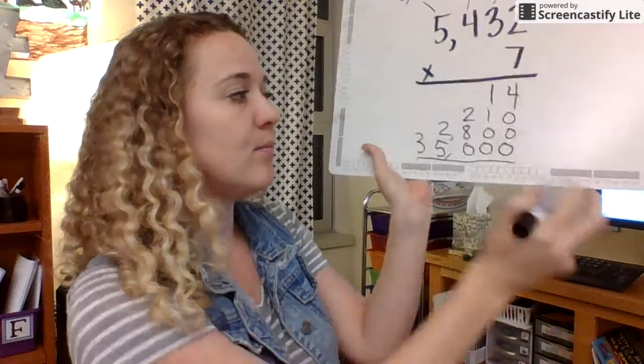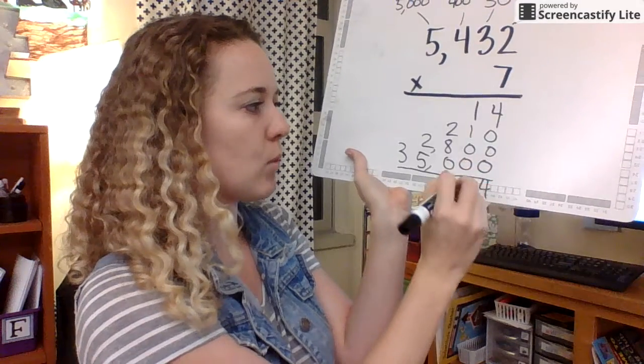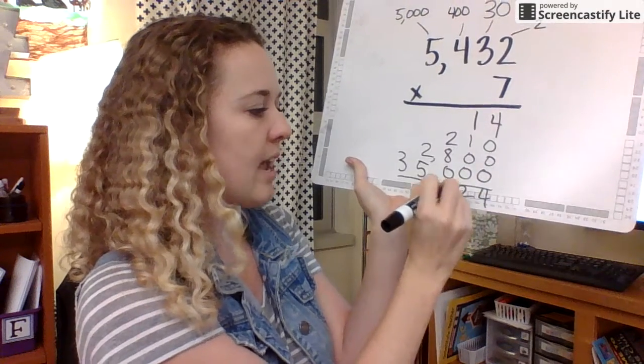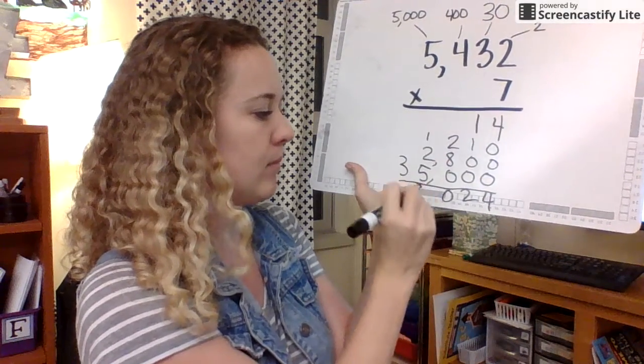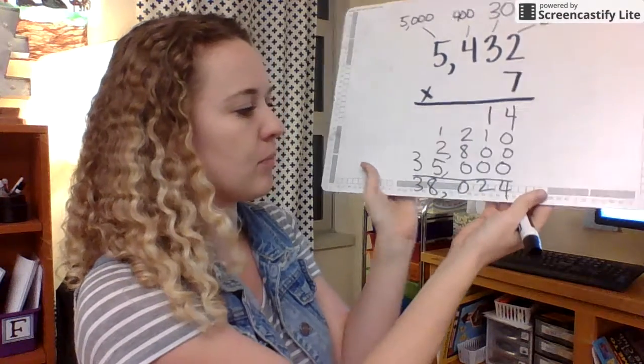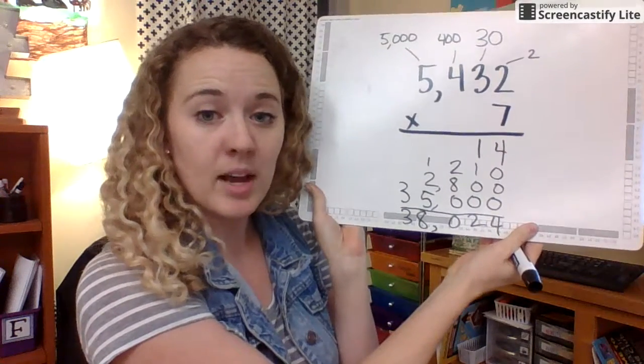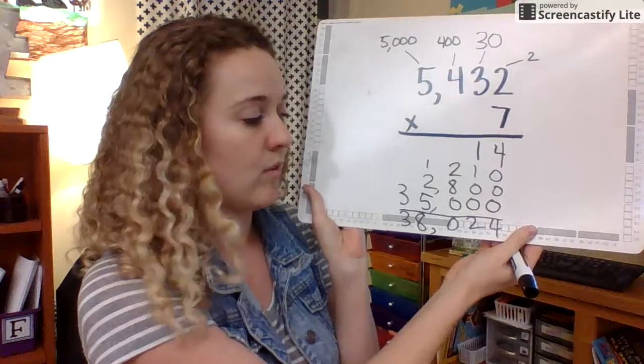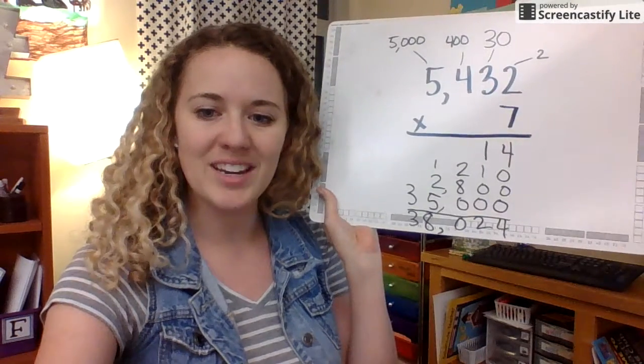So now we can add 14, 210, 2,800, and 35,000. So our product is 38,024. Let me know if you have any questions.